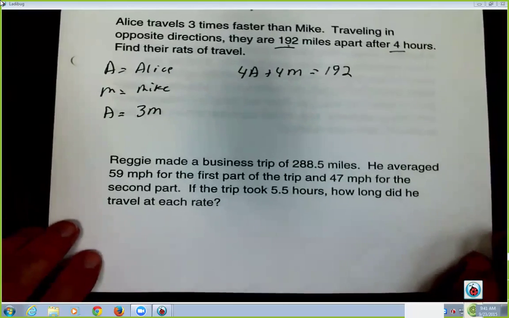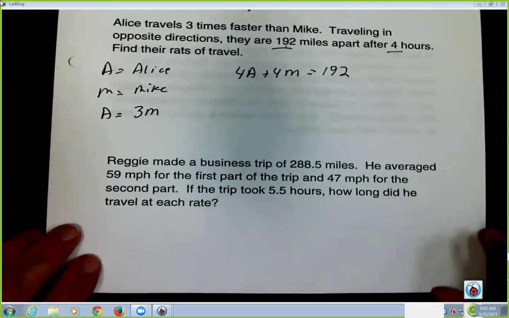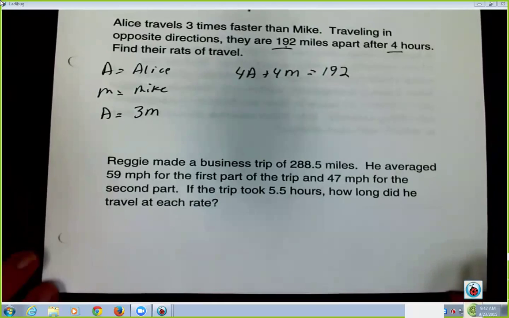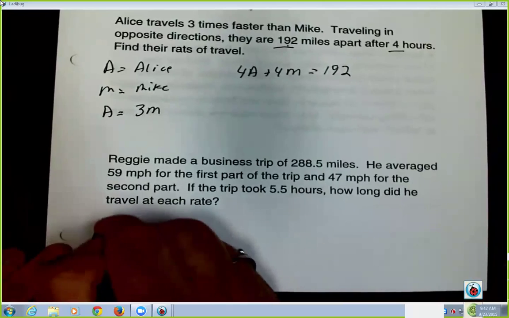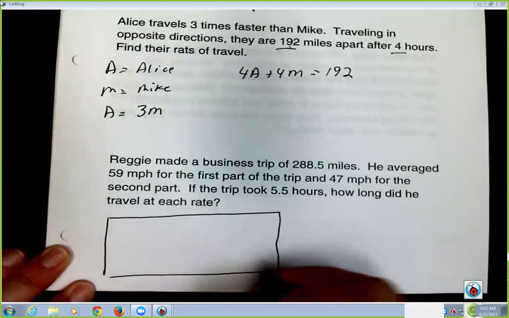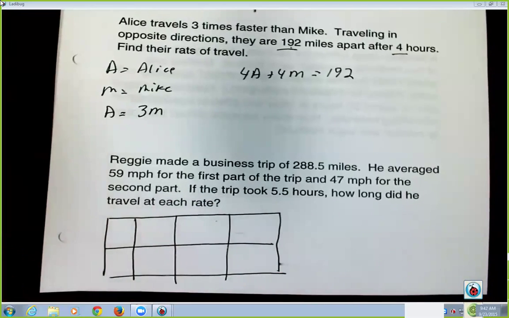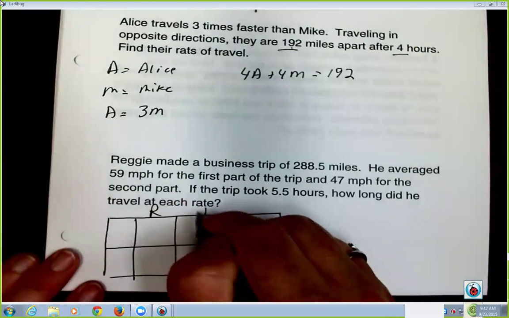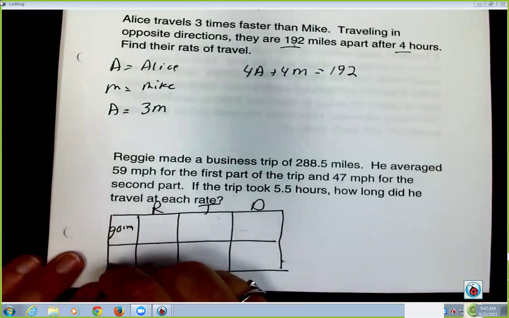The next one, Reggie makes a business trip of 288.5 miles. He averages 59 miles per hour on the first part of the trip and 47 miles per hour on the second. If the trip took 5.5 hours, how long did he travel at each rate? Anytime you have miles, anytime you have speed, it's distance equals rate times time. And we have going, and we have heading home.